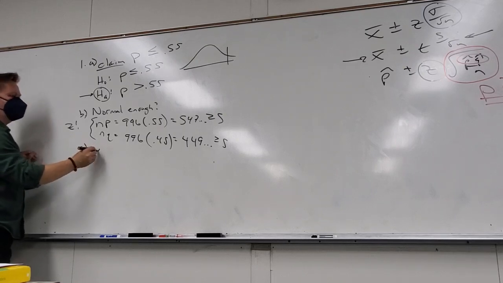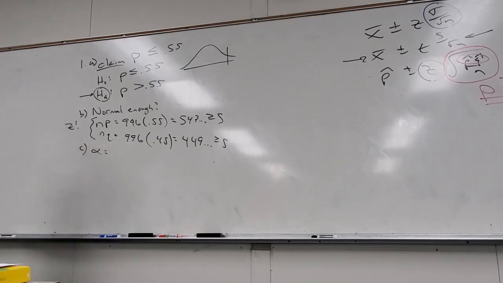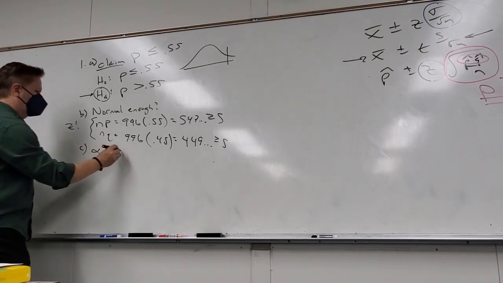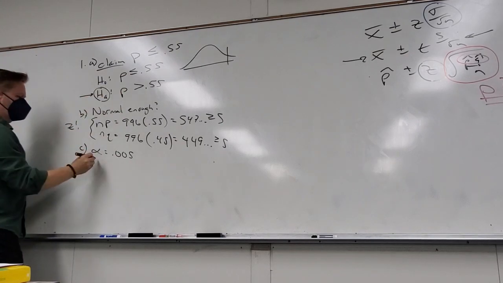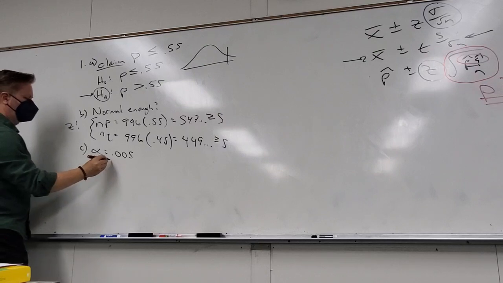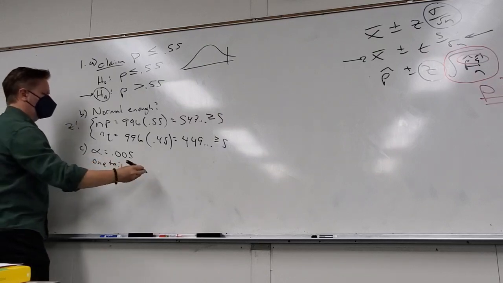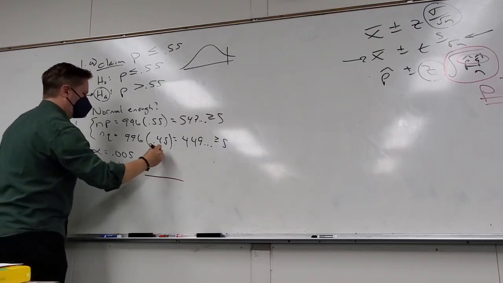In this case, what is alpha? Can you guys see what alpha is? 0.005. I'm trying to remember. Yeah, I think this should work. Is it a one or a two tail test? One tail. Can you guys find what the z-score would be for that?